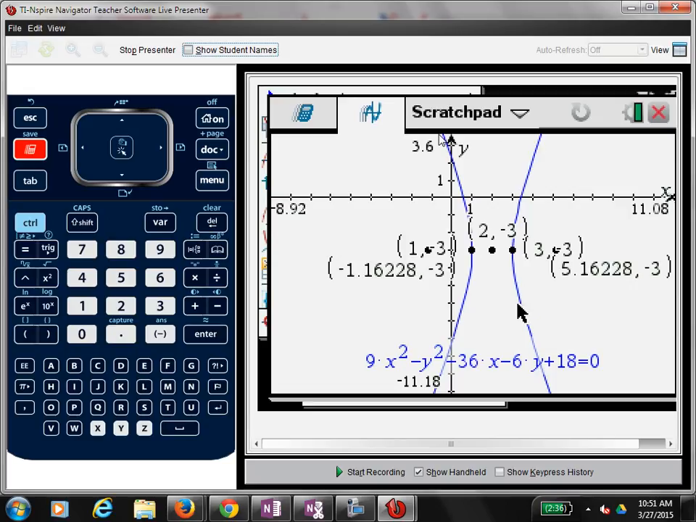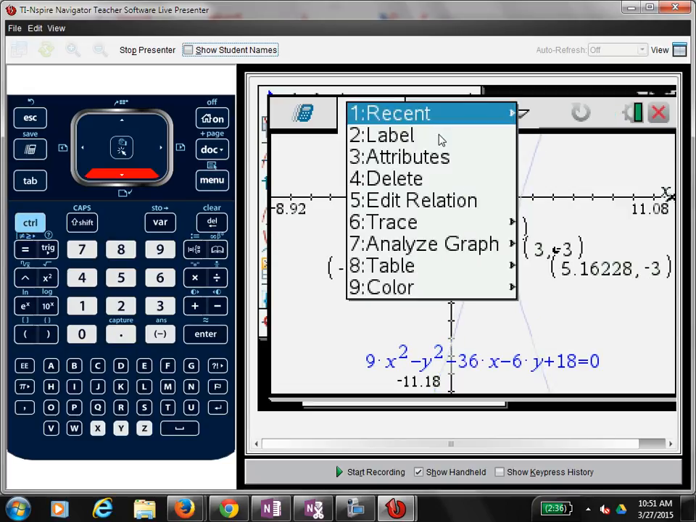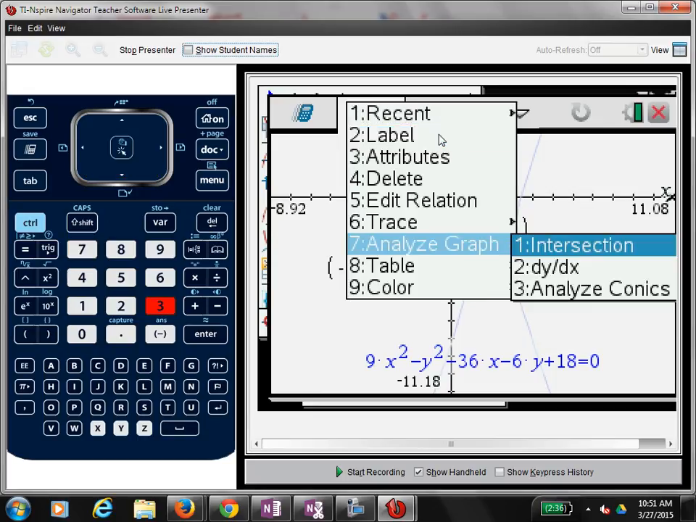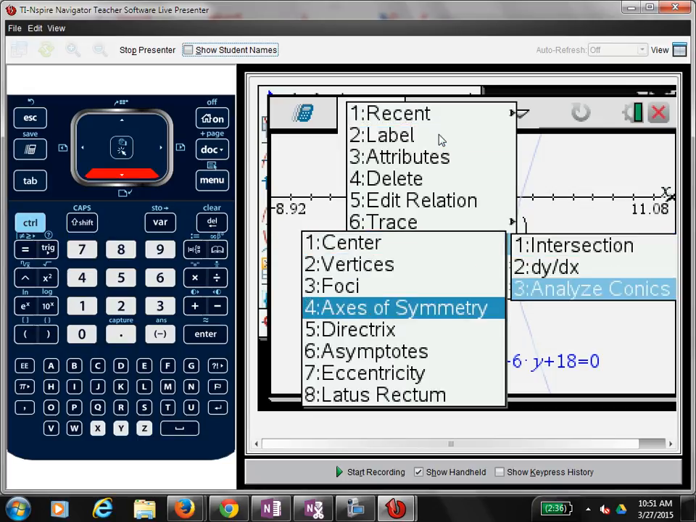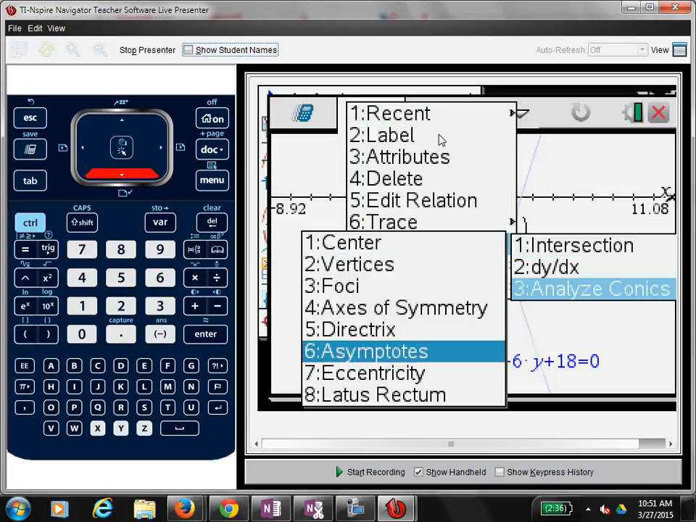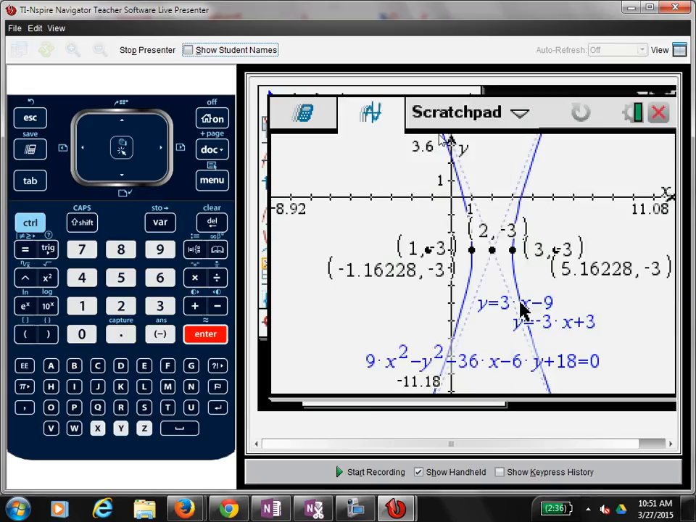All right, the last thing that this calculator is capable of doing is, if you go back to Analyze Graph, Analyze the Conic, it will also give you the asymptotes. Now, what do you notice about the asymptotes? What about the equations? How did they give us the equations? Right, they actually distributed, basically they gave us the equations in slope-intercept form.